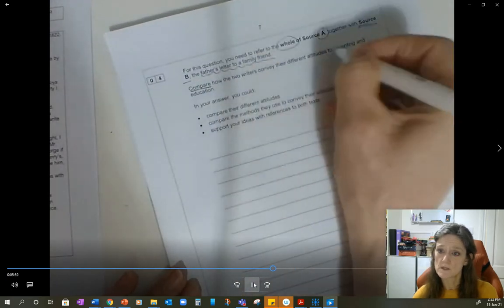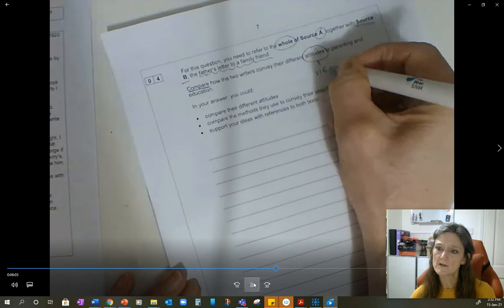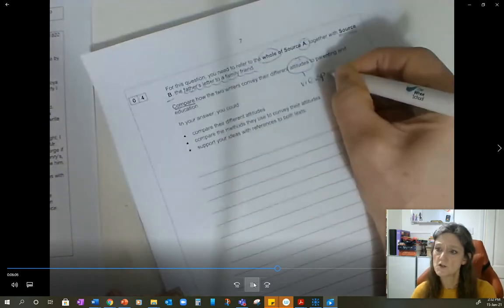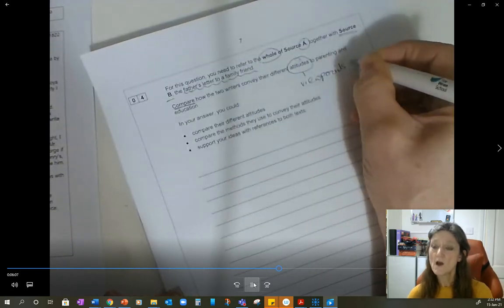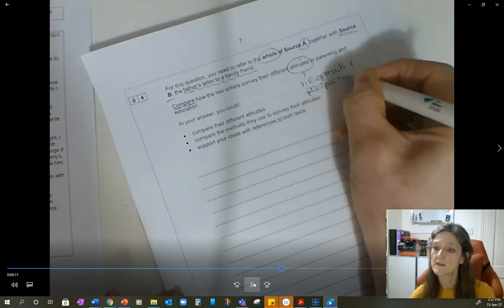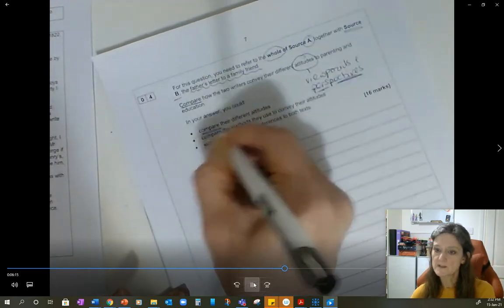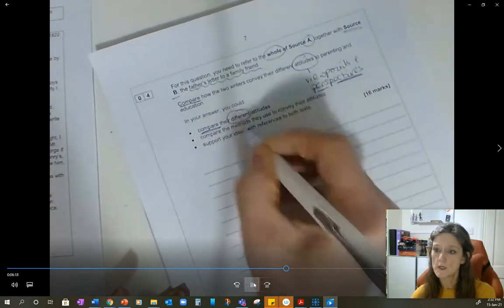It's so short. Right, what are we doing for question 4? Comparing. Compare how the two writers compare their different attitudes to parenting and education. Why they said attitudes? We've been doing viewpoints and perspectives, so I'm going to write that. It's the same thing. It could be attitudes, viewpoints and perspectives, or points of view. It means the same thing, doesn't it? Okay, so viewpoints and perspectives.